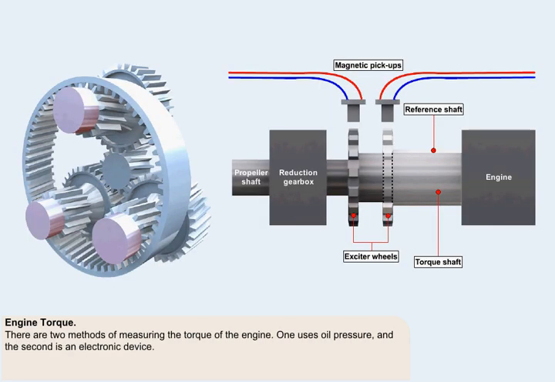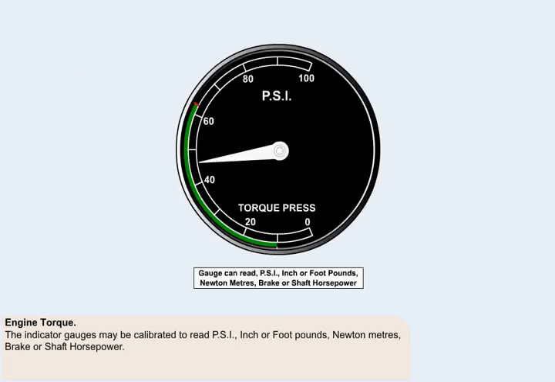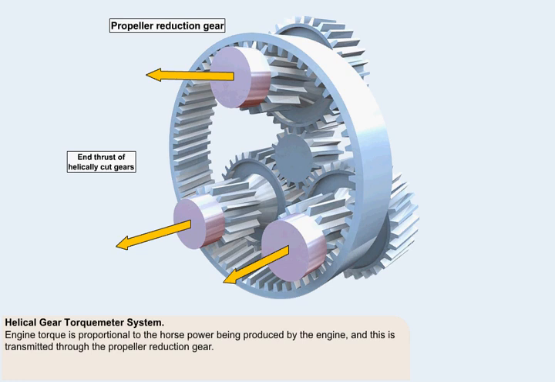There are two main methods employed in measuring the torque of the engine. One uses oil pressure, and the second is an electronic device. The units of measurement vary between systems. The indicator gauges may be calibrated to read pounds per square inch or foot-pounds, Newton meters, brake or shaft horsepower. Engine torque is proportional to the horsepower being produced by the engine, and this is transmitted through the propeller reduction gear.